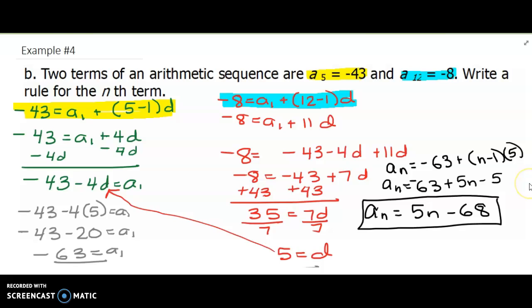All right, so once again, you set up your two equations and work it through. I once again use substitution. I prefer substitution, guys, but that doesn't mean you have to. You could use elimination really easily here too. When I substituted for a1, I got that 5 equals d. Then when I plugged 5 in for d, I got my a1 is negative 63. When I put it back into my formula and cleaned it up, I got a sub n equals 5n minus 68.